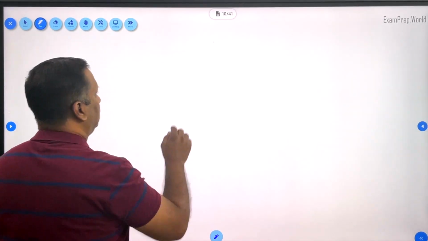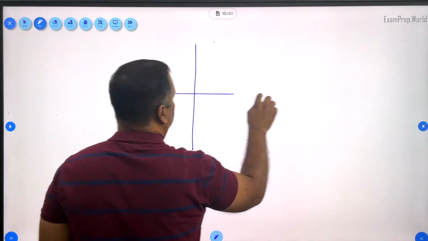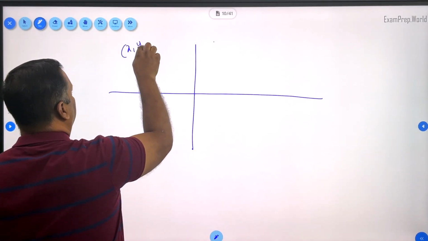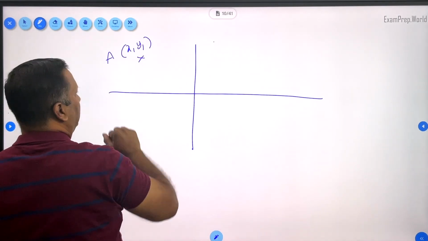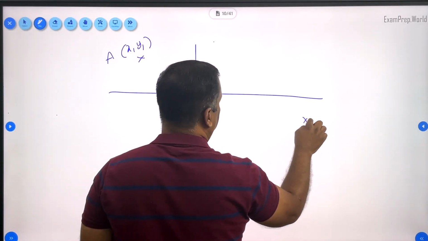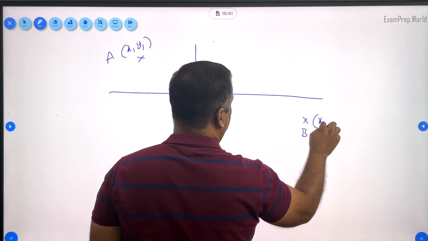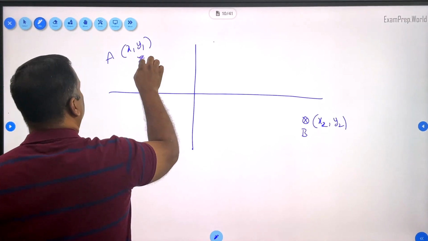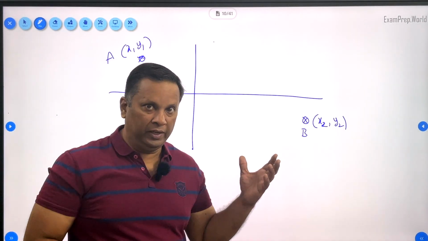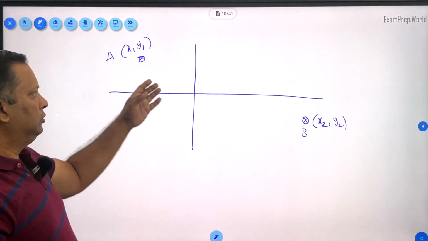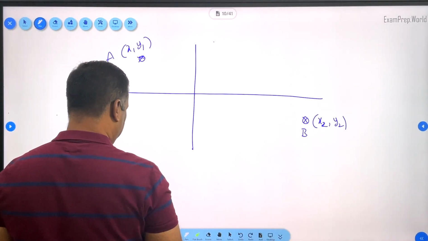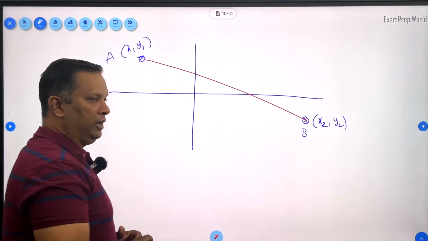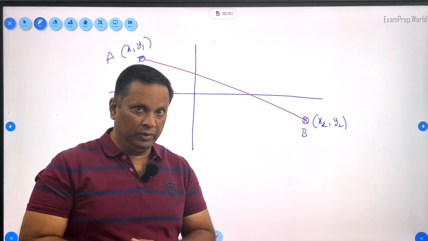So let's understand. Suppose these are coordinate system. Let me draw one point which is x1, y1 here. This is our point A, and let me draw point B here, which is x2 and y2. So these are our 2 points, A and B, with coordinates of x1, y1 and x2, y2. Now we can join this. Now it's a straight line. A straight line will have midpoint somewhere in between.